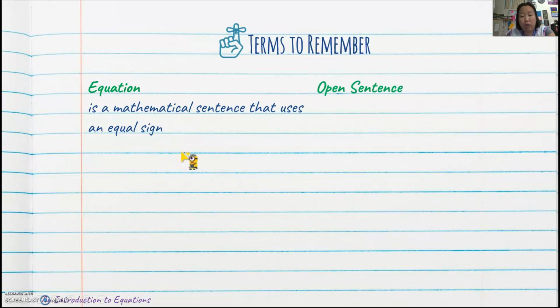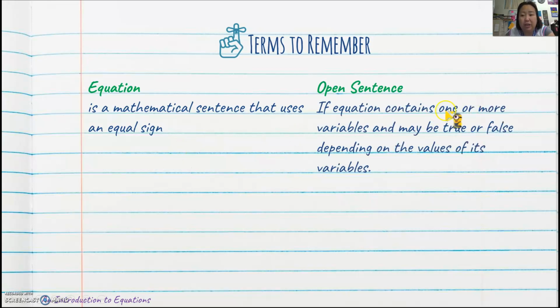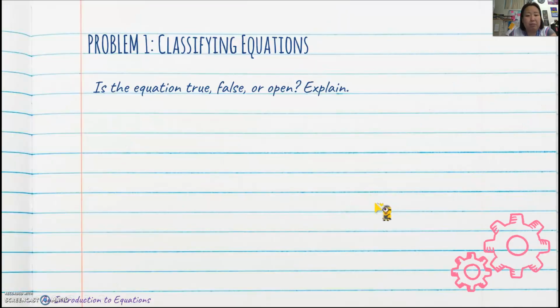Now, we also have what we call an open sentence. This is a special kind of equation. It can contain one or more variables. The value of each equation may be true or may be false depending on what the variable's value will be. So let's have some examples so that we can see how we can identify if an equation is true, false, or open.